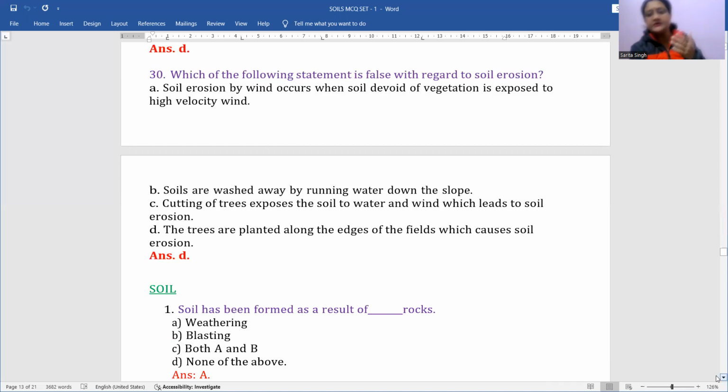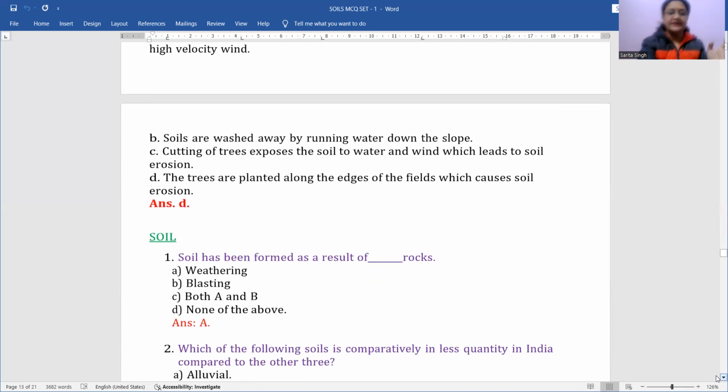Okay, next, which of the following statement is false with regard to soil erosion? Soil erosion by wind occurs when soil devoid of vegetation is exposed to high velocity wind. Okay, next is soils are washed away by running water down the slope. Cutting of trees exposes the soil to water and wind, which leads to soil erosion, and trees are planted along the edges of fields, which causes soil erosion. अब इसमें आपको ये बताना है कि कौन सा स्टेटमेंट इसमें फॉल्स है, राइट, विच इज नॉट ट्रू फॉर रिलेटेड टू द सॉइल इरोजन. तो यहाँ पर डी ऑप्शन जो है वो करेक्ट आंसर होगा.